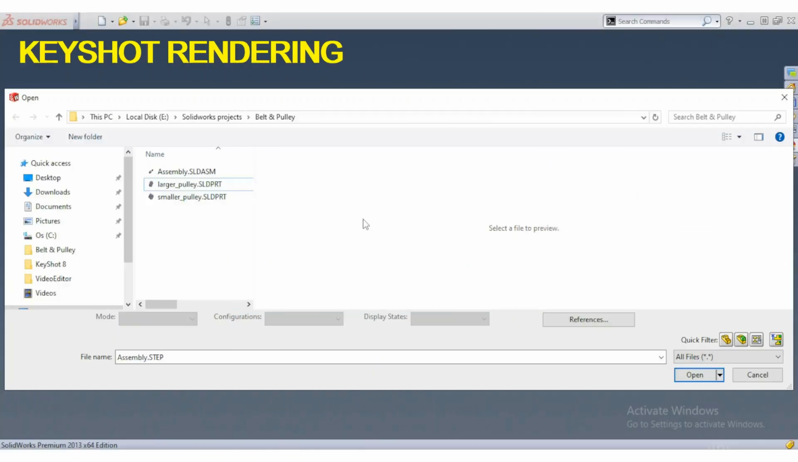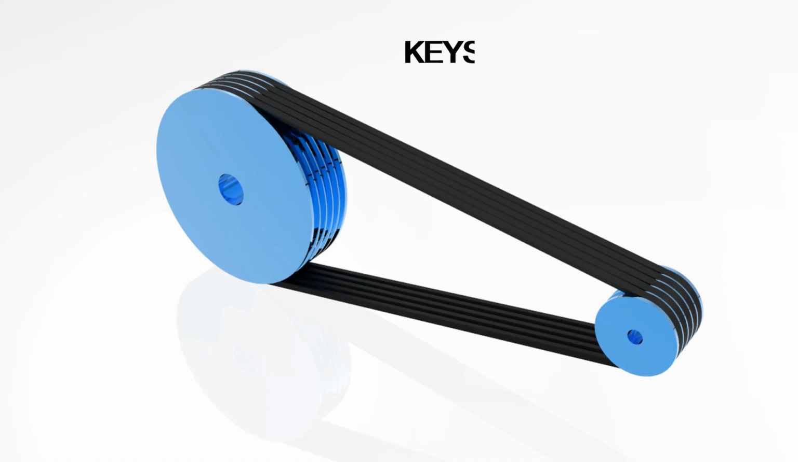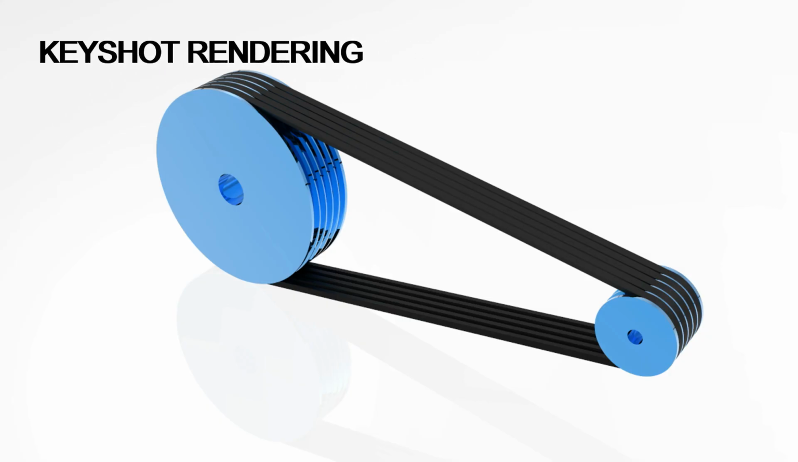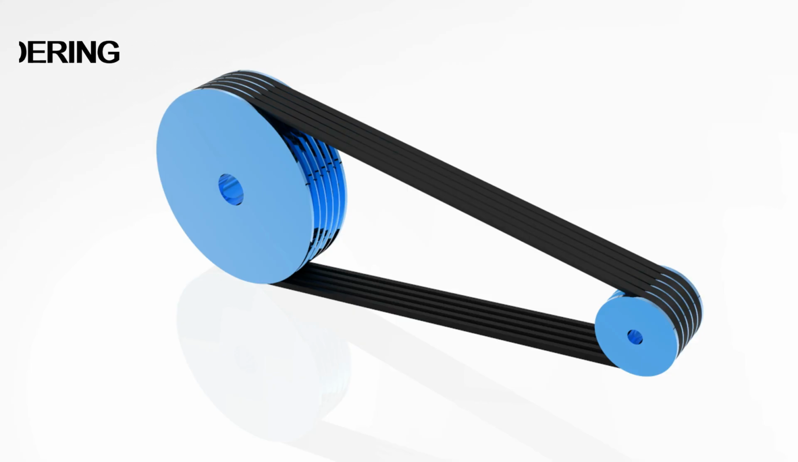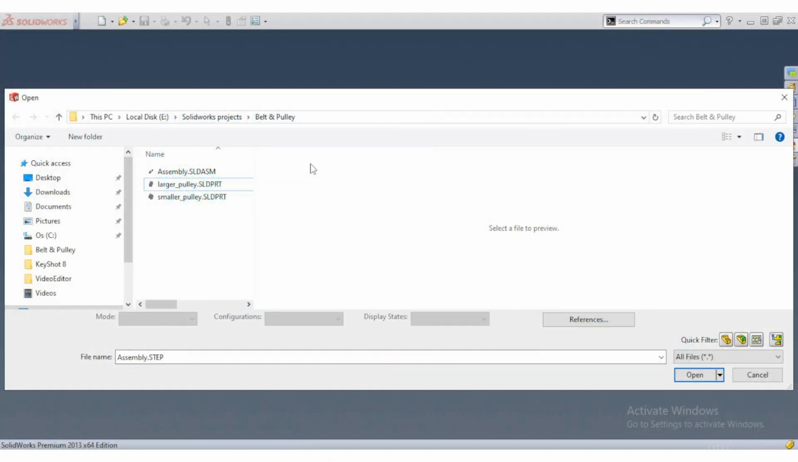if you want a realistic mechanical part like this, we can use Keyshot rendering software. This software is very useful when you need a cinematic appearance with high quality rendering like this. Before you go to the Keyshot software, let's first convert the files into a step file. Here we need to convert the assembly file only to see in the step file type.